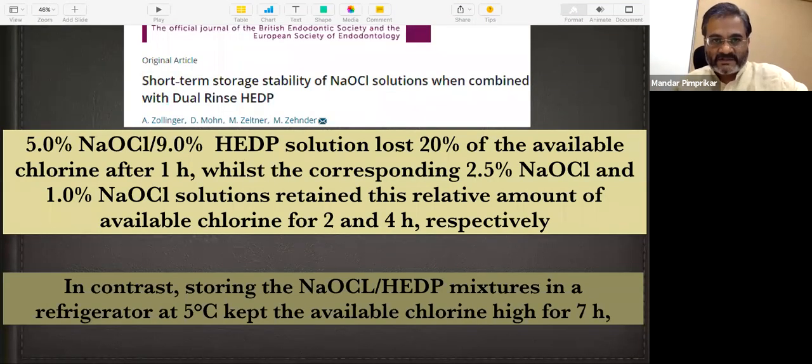Now, you may ask, what are the advantages of continuous chelation, if I want to shift from traditional irrigation to continuous chelation irrigation? The studies have shown that there is a short-term compatibility of hypochlorite with etidronic acid. So when you mix the solution, it has to be consumed in 120 minutes, that is 2 hours. That is why it is advised to mix it fresh before using it. So the stability or compatibility of hypochlorite with HEDP is about 120 minutes.